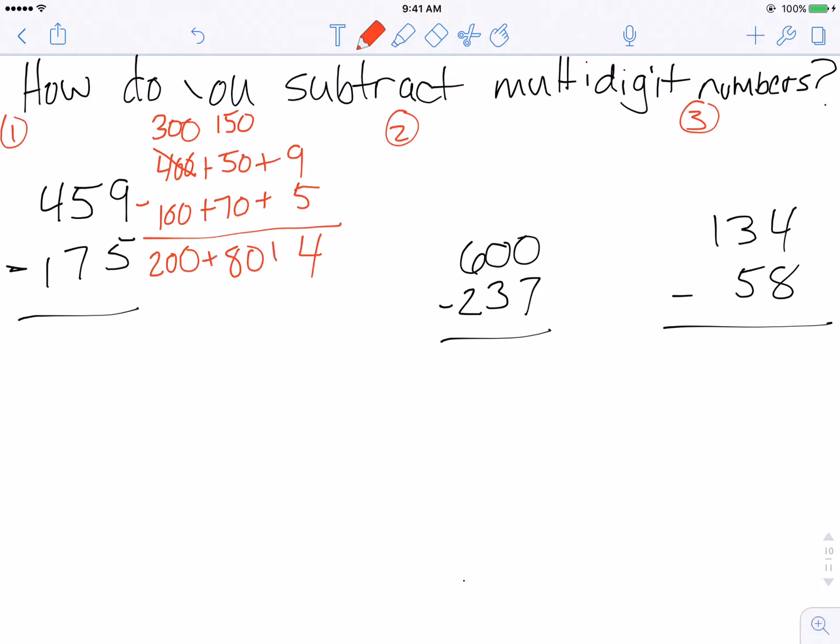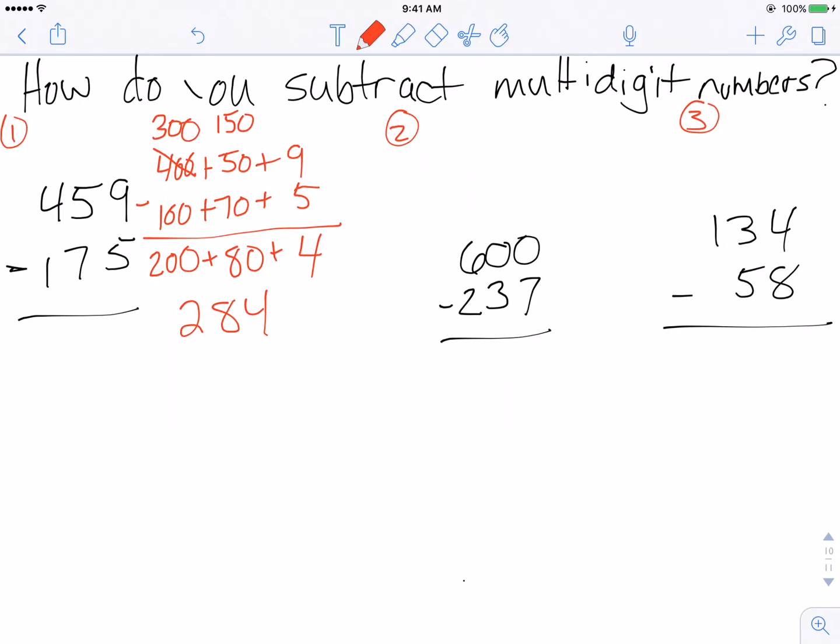So now I have the expanded form of the difference, which is the answer. So I put all those numbers together, 200 plus 80 plus 4, put it back into standard form. The answer is 284. So that's how you would use expanded form to do it. It's a pretty lengthy process, but if that's the way that makes the most sense, that's the way you should do it. The next one is number 2.